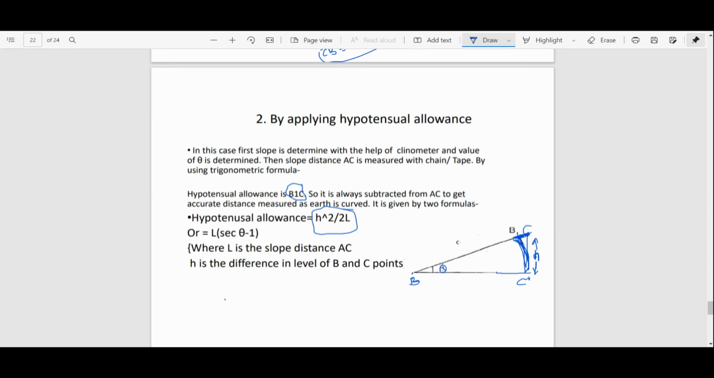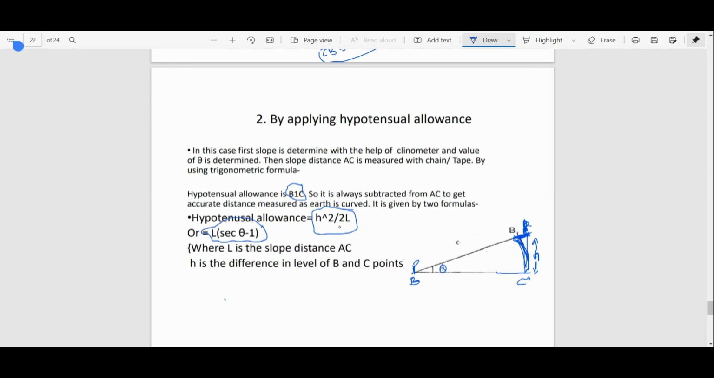Because we have to subtract it, because the reading we take on the ground will be from this point to this point. But actually, the earth is spherical, that reading should be up to the B1 point. So in that case we have to subtract this reading, so that is how the allowance is calculated. Again trigonometry will be used: h square upon 2l, or the second formula you can use for hypotenusal allowance is L into secant theta minus 1. Theta is already known to you, or alpha.